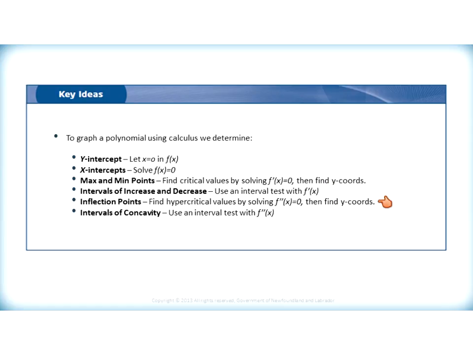And we find our hypercritical values to find possible inflection points, get their y-coordinates. And then we use an interval test with the second derivative to find concavity. And that should about cut it. So that's all the quick and easy details for a quick review of how we sketch the graph of polynomial functions using some calculus. Happy studying and all the best on your exams.